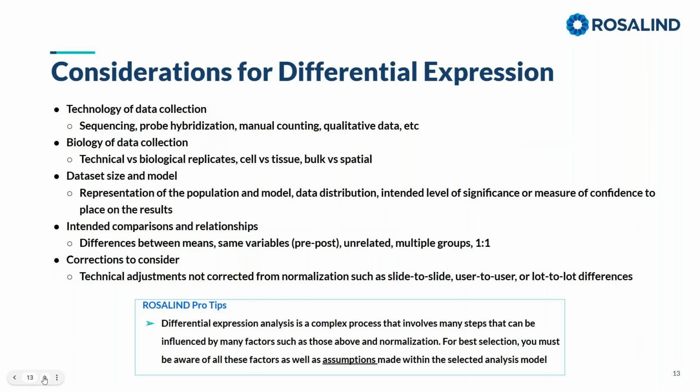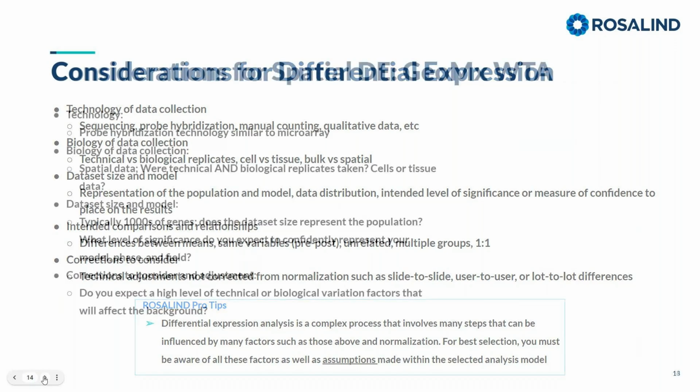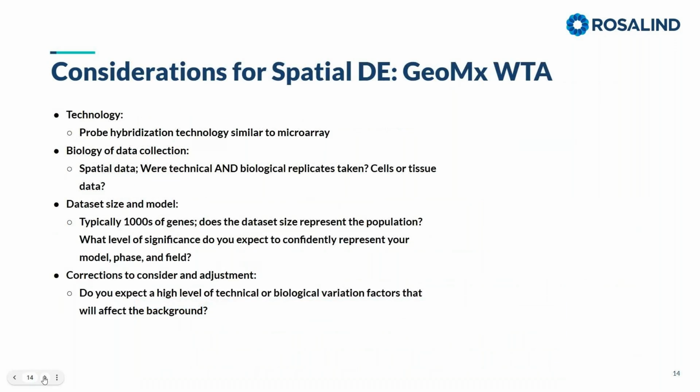Something that I really want to point out is that differential expression analysis is actually a very complex process. It involves many different steps, and it can be influenced by many factors, such as the ones I mentioned above, as well as the normalization method. So many different things can affect this. If you want to select the best method, you have to be aware of all of these factors that can affect your data and results, as well as the assumptions that are made within a selected differential expression model. If you're not aware of these things, this can quickly become very complex, and you can easily select the incorrect method for your data.